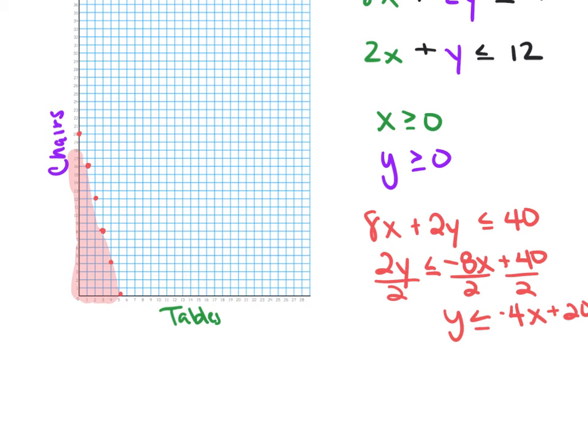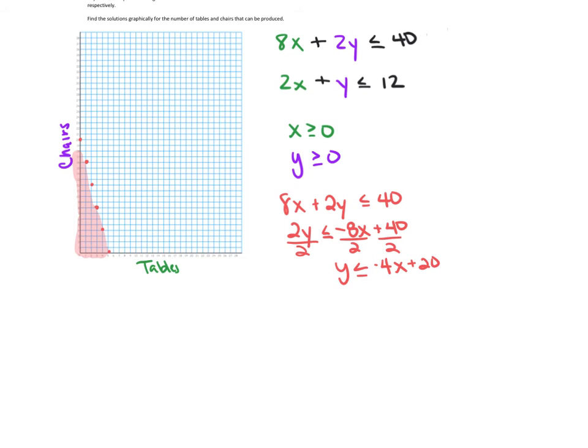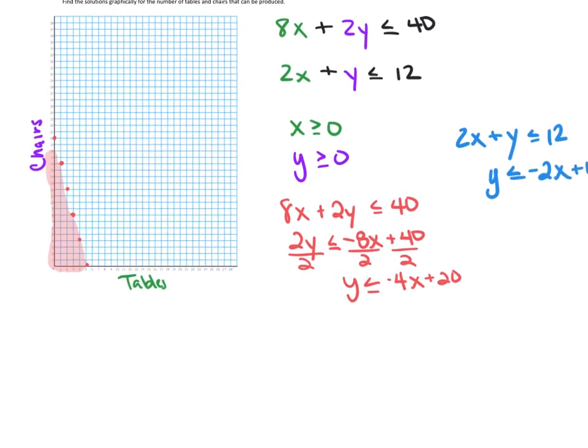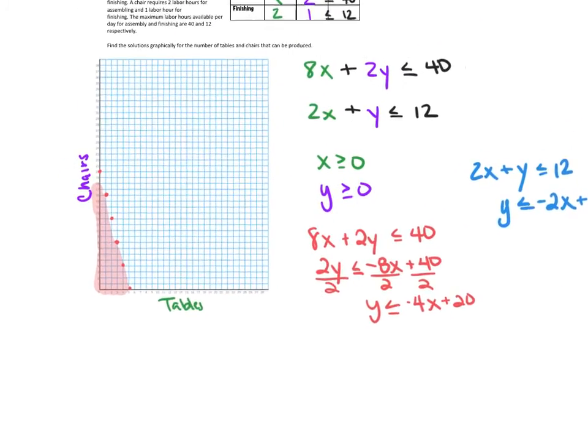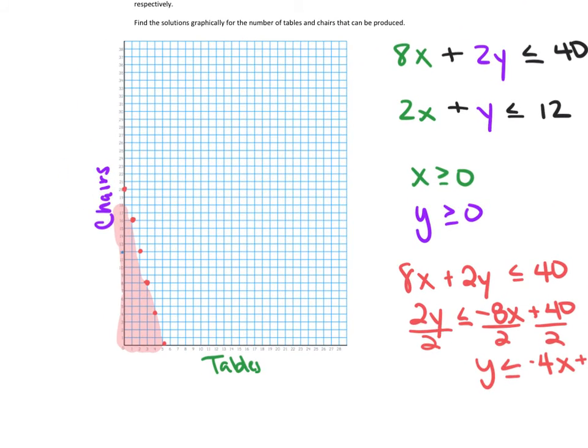And then the other one, I have the equation 2x plus y less than or equal to 12. So I have y less than or equal to negative 2x plus 12 when I move the x over. So y equals negative 2x plus 12. So I'm going to plot 12 and then come down by 2. Down 2 over 1, down 2 over 1, down 2 over 1. And again, I'm below that line as well.